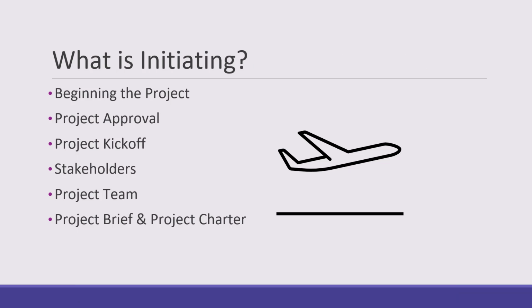So what is initiating? To put it quite simply, initiating involves starting the project. Some models of project management separate out project approval and formalization into a separate phase, but our approach to hybrid project management will start out with project approval. As mentioned in a previous video, a suggestion, idea, or request for a project comes in, and the appropriate approving authority signs off on the project.